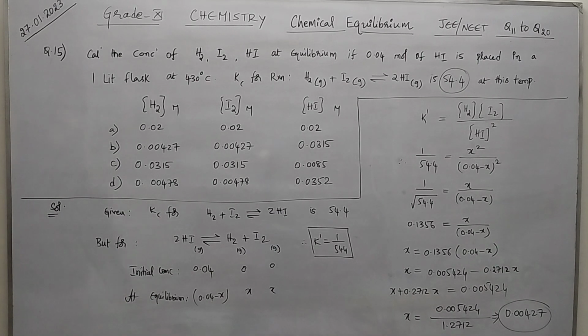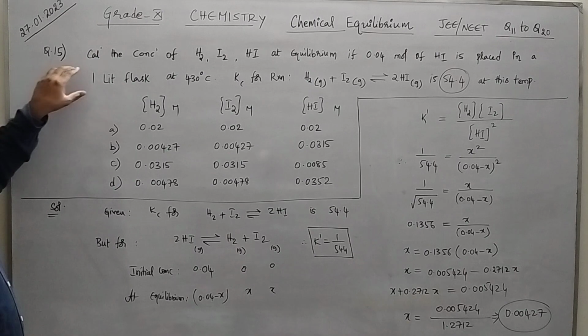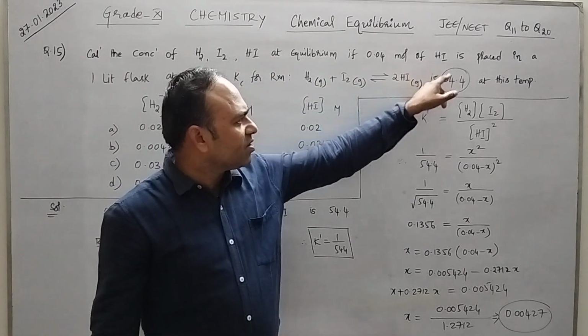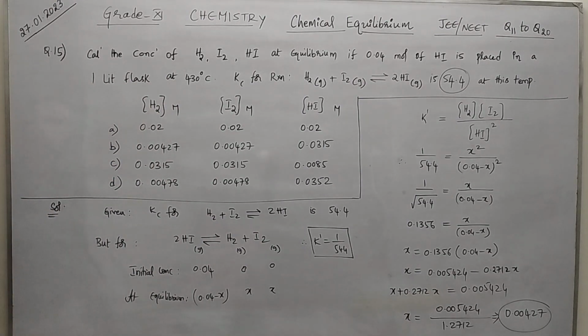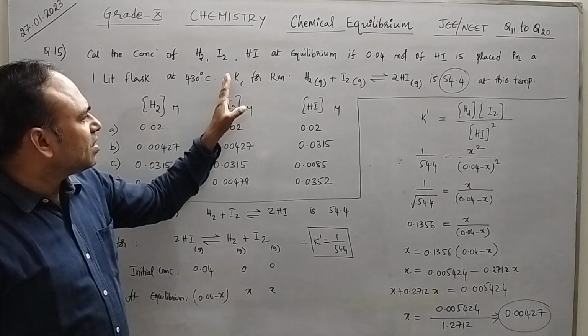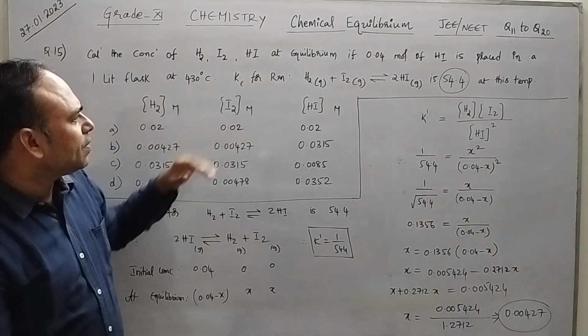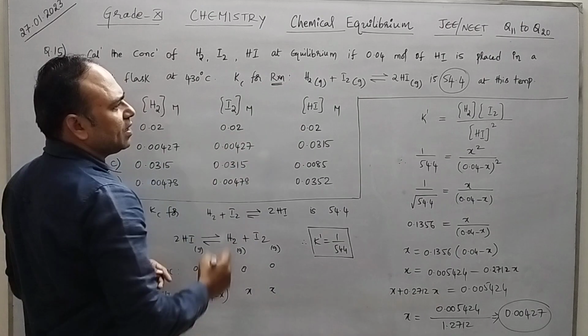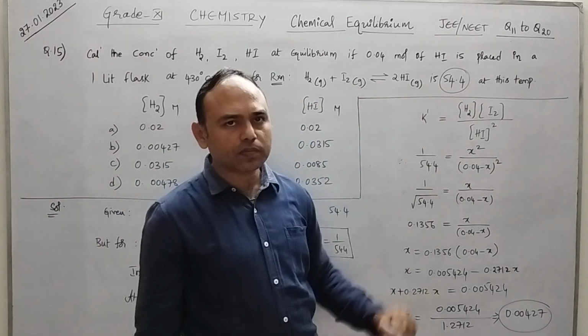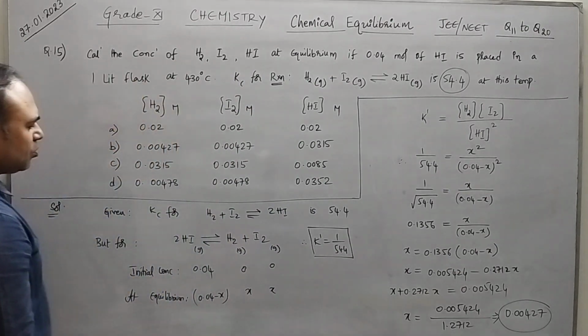Next, question number 15. Calculate concentration of H2, I2 and HI if 0.04 mole of HI is placed in 1 liter flask at 430 degrees. They are asking for the concentrations, like we will calculate all the concentrations, but what is given here? For another reaction, H2 plus I2 gives 2HI, Kc is 54.4. So they have given this one.